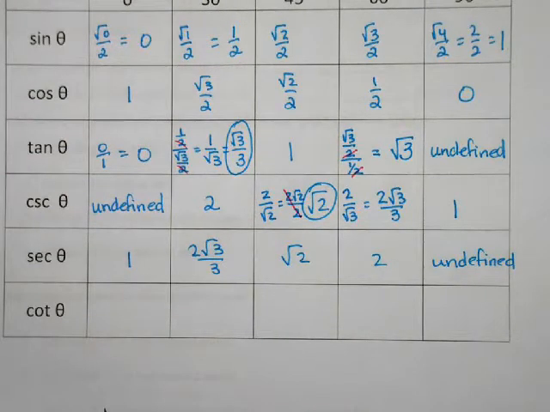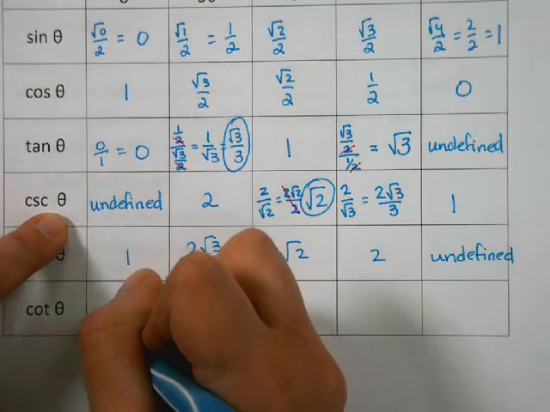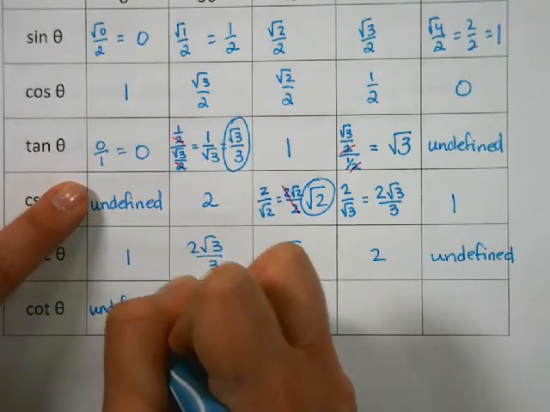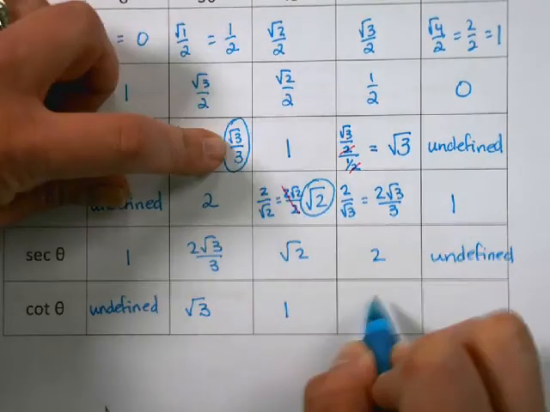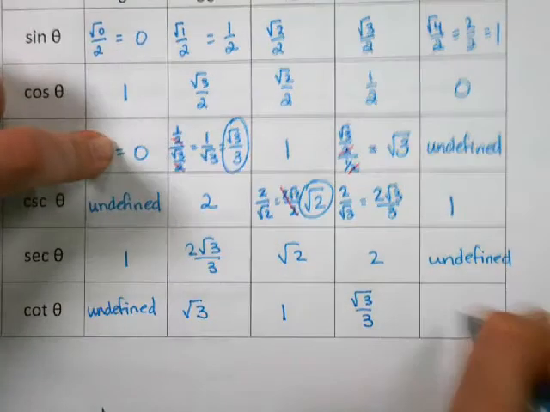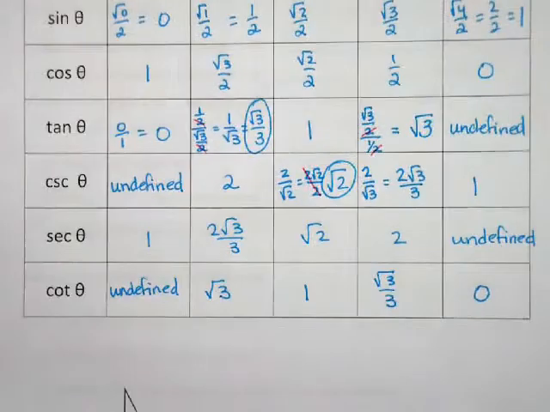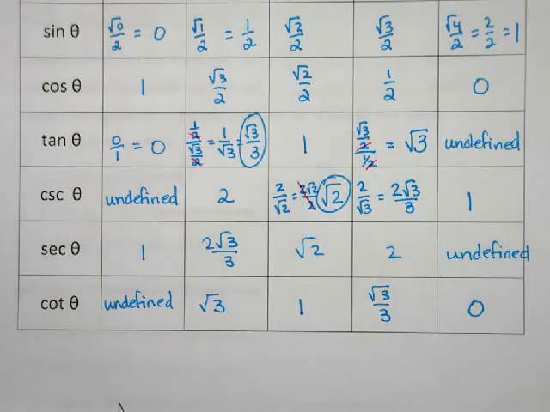All right, last one, cotangent. What's one way we could write cotangent? Cosine over sine. Flip tangent and write it backwards, okay? I'm probably going to write tangent backwards just because it's a little faster for me. So, undefined, root 3, 1, root 3 over 3, 0. Okay, make sure you've got it. That should be your exact value chart. You will actually need this on your homework. So I would keep this guy handy for you.